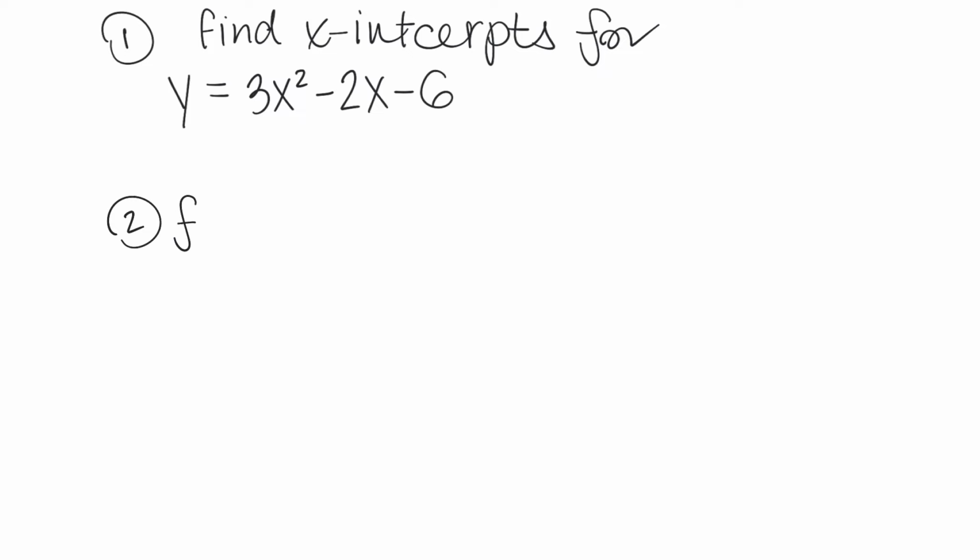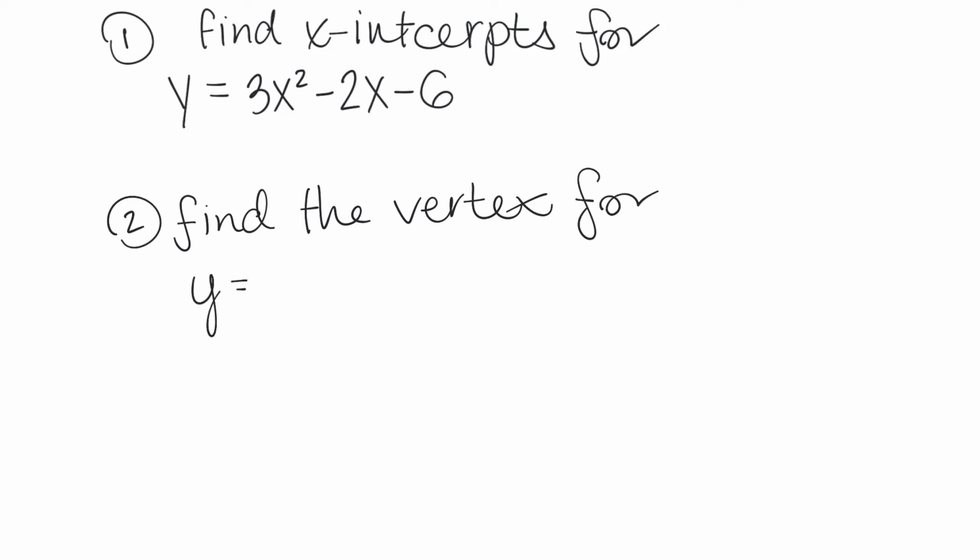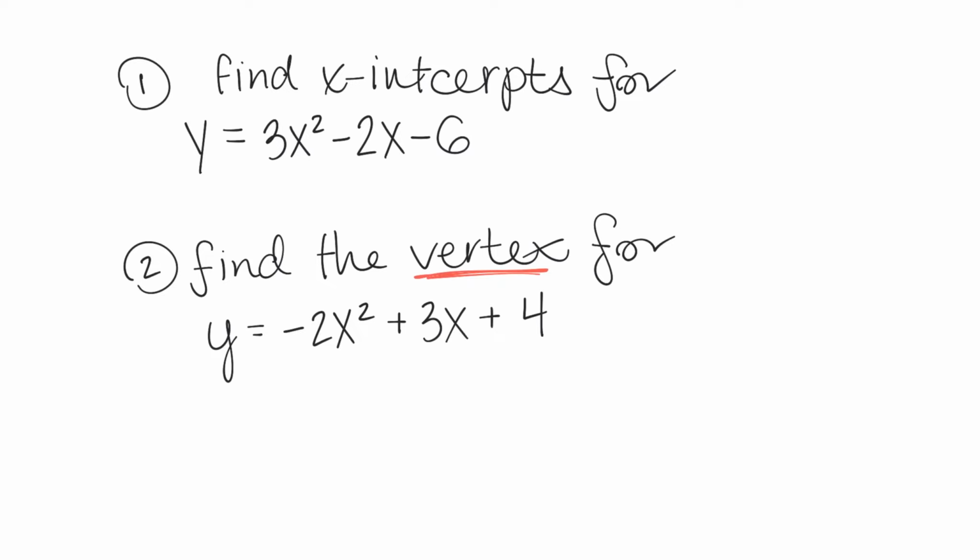And then I would like for you to find the vertex for y equals negative 2x squared plus 3x plus 4. Okay, so that means if you're looking for the vertex, you have to find the x-intercepts first. Then you're going to add them together to find the axis of symmetry, and then you plug them back in to find the rest of your vertex. So you have 2 jobs. Good luck.